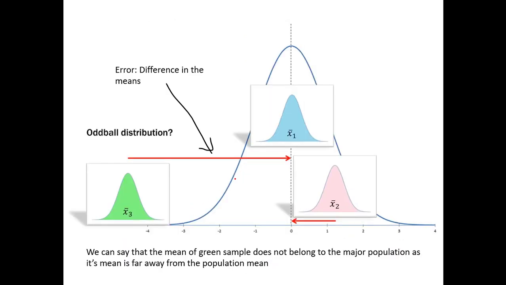From this figure, what can we conclude? We can say that x1 bar and x2 bar are from the same population, whereas x3 bar, this sample, does not belong to this population; this x3 sample is from some other population. So the mean of the green sample does not belong to the major population.